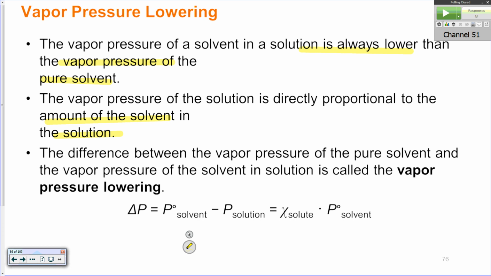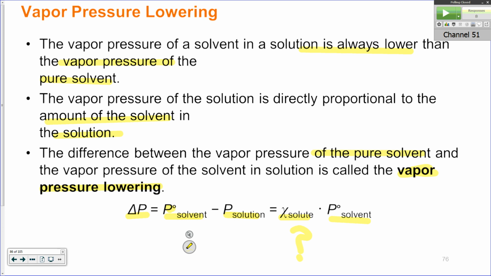So we can look at this as being the difference in the vapor pressure of the pure solvent less the vapor pressure of the solution, which we said is the chi of the solute, not the solvent, times the vapor pressure of the pure solvent. So this is equal to the amount of the lowering that occurs. How much does the vapor pressure go down? Well, it comes down to how much solute is there. Is it a small mole fraction or a large mole fraction?